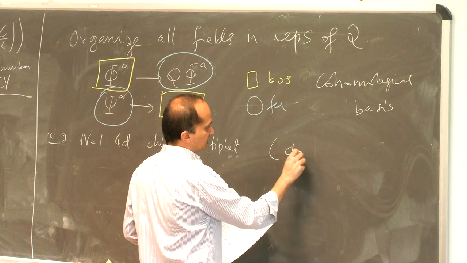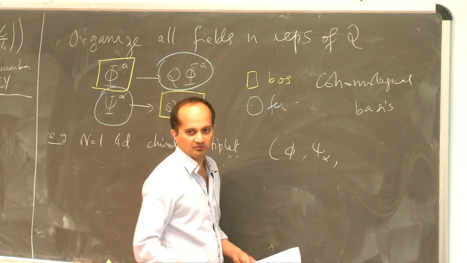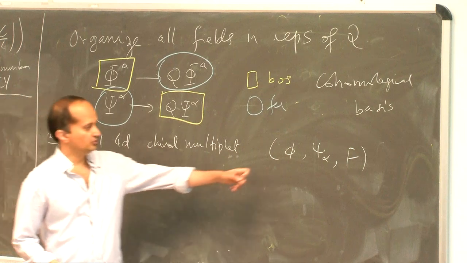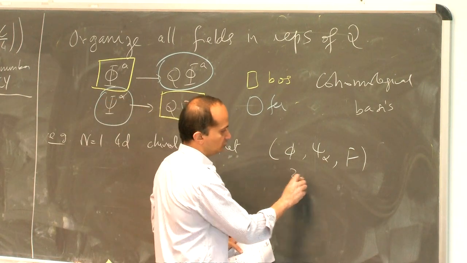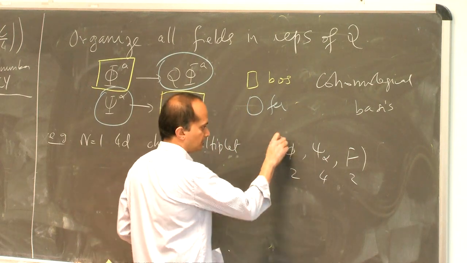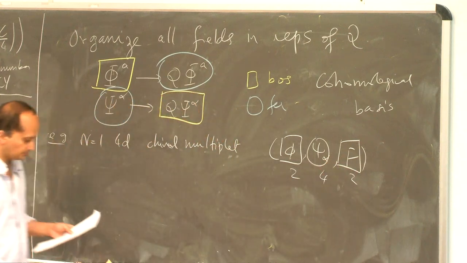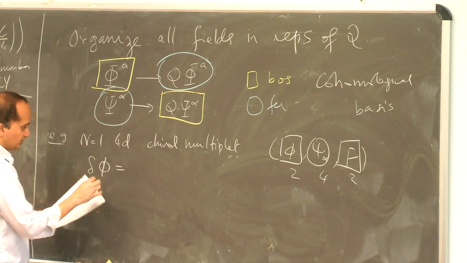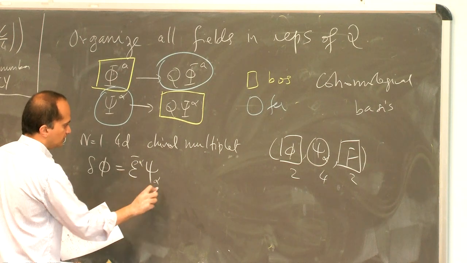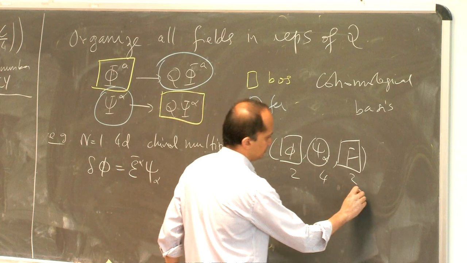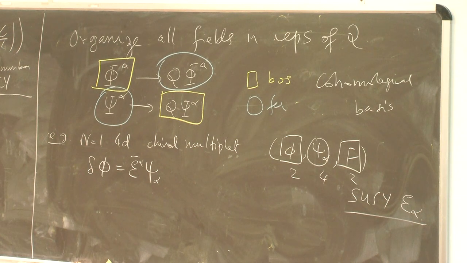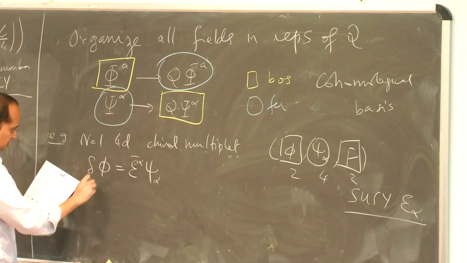So this has a complex scalar phi. Two fermions, let me take them to be Weyl, but it's not important. I mean, one fermion, psi, and F. So this is complex, this is complex. So this is 2, 2, and 4. So let's write the SUSY variations. Delta phi is epsilon bar psi. So you have some supersymmetry parameter epsilon. Let me just call it epsilon alpha. It's a spinor, but it's one spinor. I'm just taking one supercharge generated by some particular epsilon alpha. So that's delta phi. Then there's a delta phi bar.